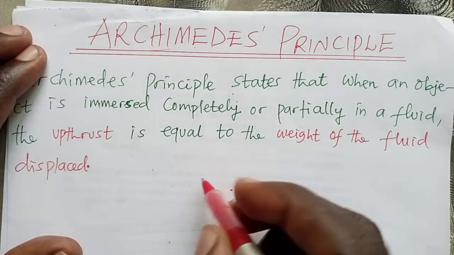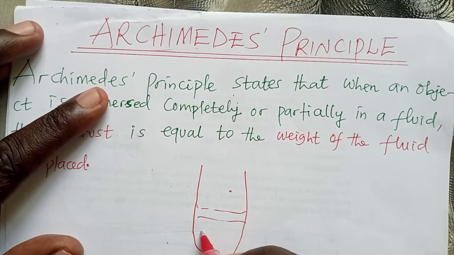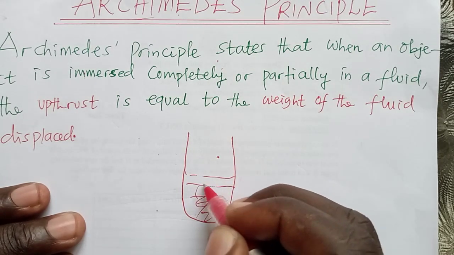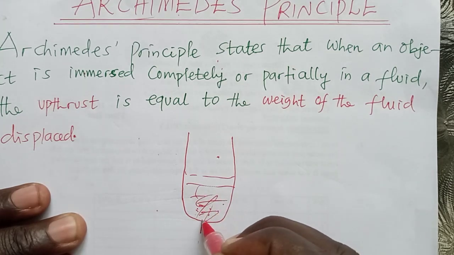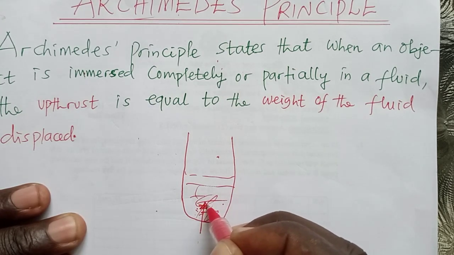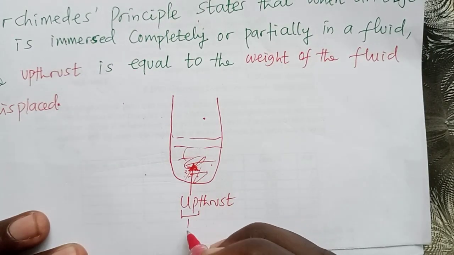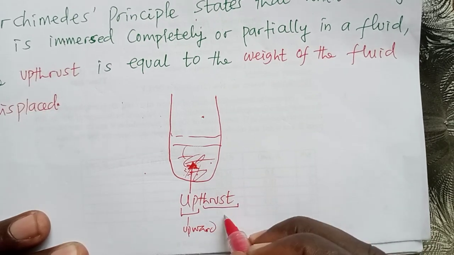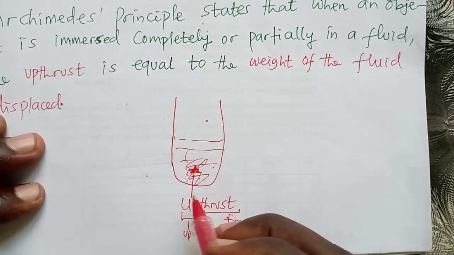If I have a container, for example, and this container has liquid here, now if I bring a solid material inside, then it will experience a force. The molecules of the liquid will give it a force, and that force we call upthrust. Up reminds you that the force is in the upward direction, and thrust means force. So even from the meaning, we have an upward force acting on the object.